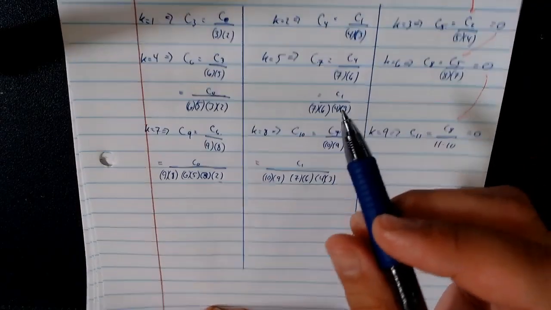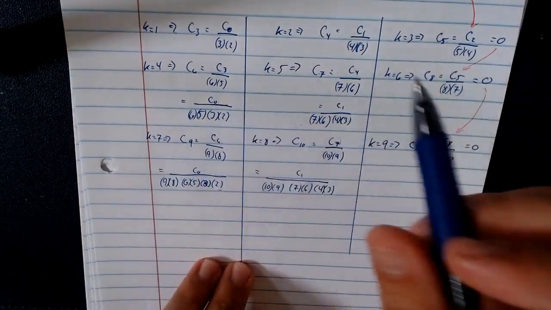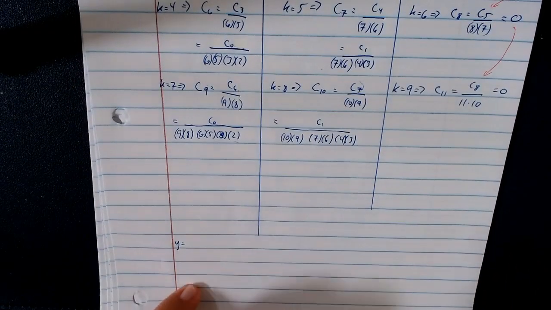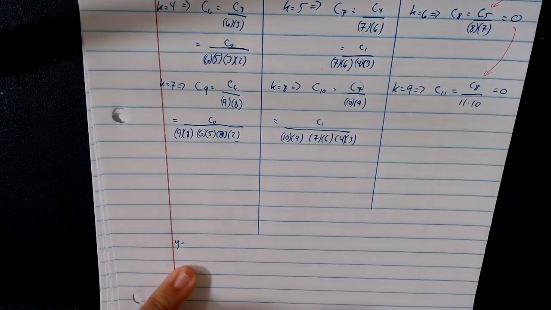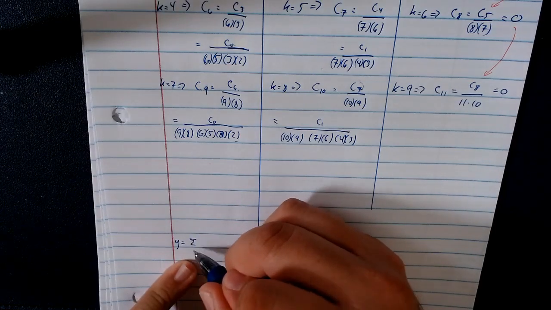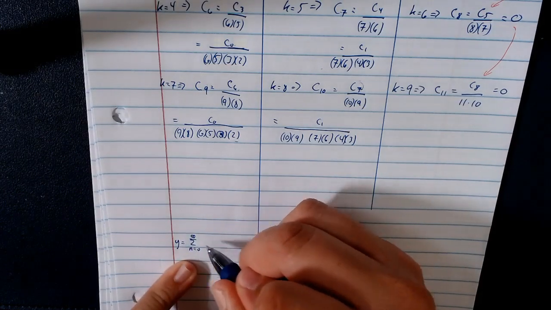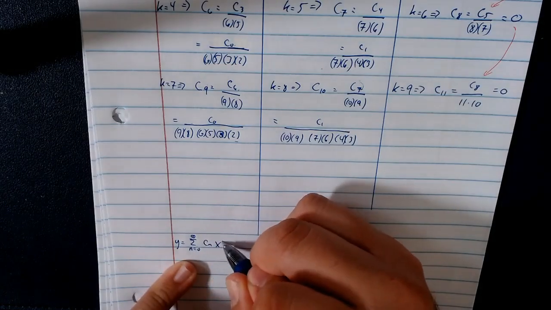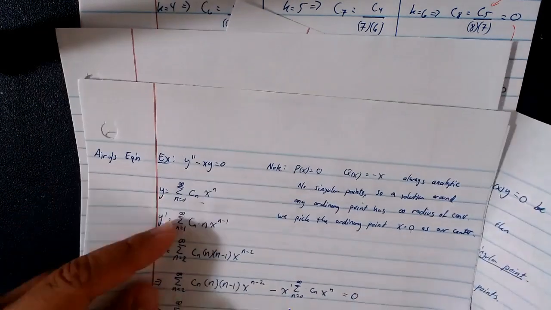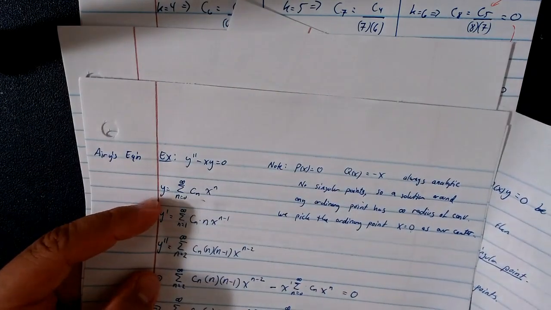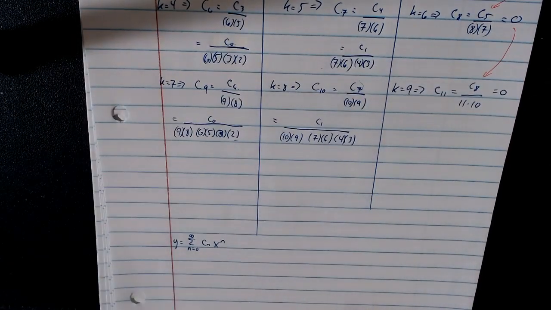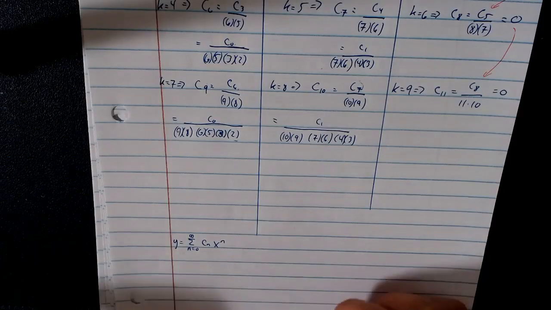Actually, let's not even do that just yet. Let's just start writing a solution. So here I get that y is going to equal, and the way I'm going to write it right now, it will look like I only have one solution. We know that y is equal to the sum as n goes from 0 to infinity of c sub n x to the n. How do we know that? Because that was our starting assumption. Because our solution will be a series solution, that's what a power series has to look like.